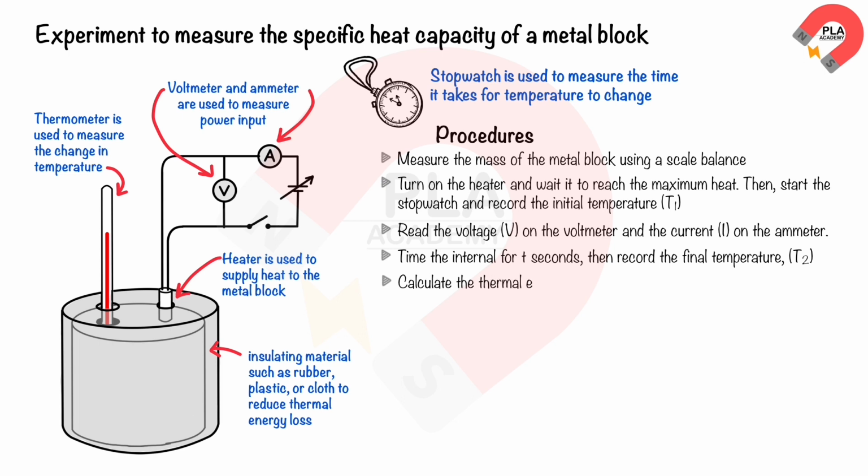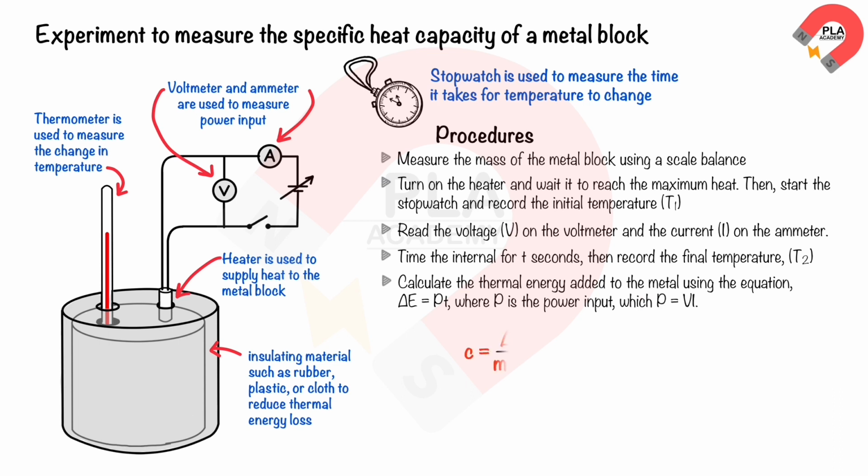Fifth, calculate the thermal energy added to the metal using the equation, delta E equals P multiplied by t, where P is the power input, which equals voltage, V, times current, I. Therefore, c equals delta E over m delta T, and substitute delta E equals V I t. Delta T equals T2 minus T1.